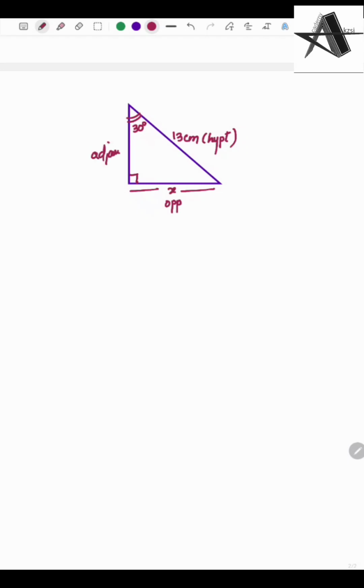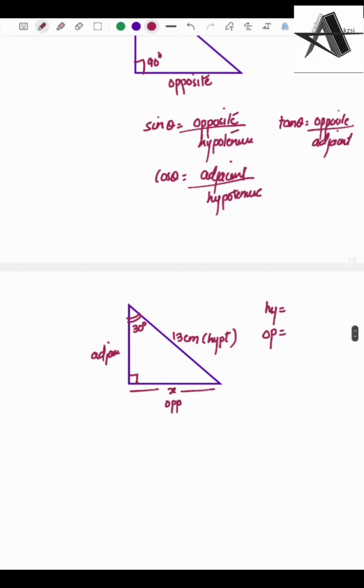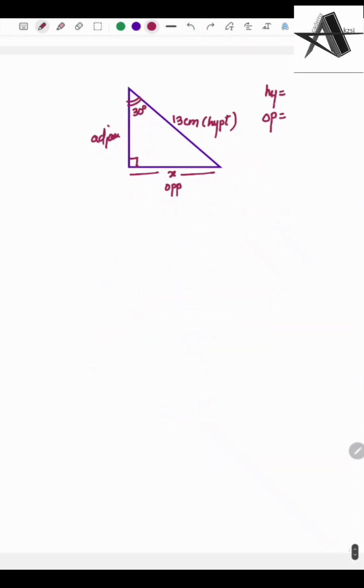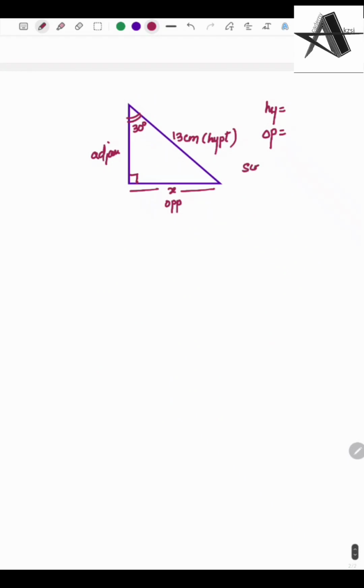Now what is given? Hypotenuse is given and opposite they are asking. These two sides you have to mention: which is given and which one they are asking. So which trigonometric ratio is combining hypotenuse and opposite? You can clearly see this is sine. So I have to apply sine. On applying sine, sine 30 degrees, because the angle is given as 30.